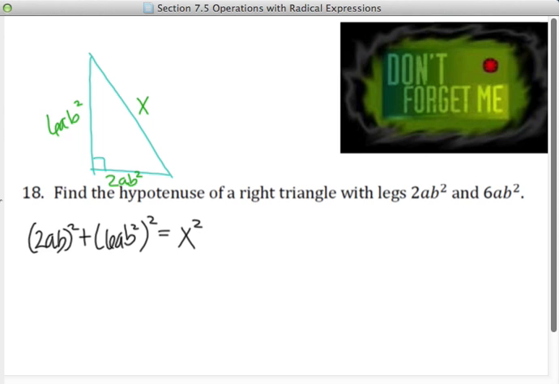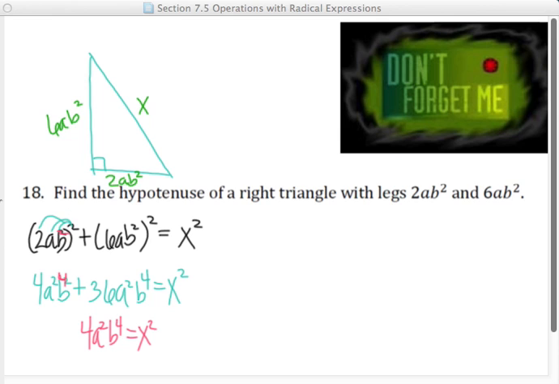So I'm going to simplify, square each piece here. So it would be 4a squared b squared plus 36a squared b to the 4th is equal to x squared. I would combine like terms if possible. I made a mistake. Go back really quick. I forgot to label. It's 2ab squared here, so add that on. My bad. So I have 2 times 2, which is 4. So I can combine my like terms. 4a squared b to the 4th plus 36a squared b to the 4th will give me 40a squared b to the 4th is equal to x squared.